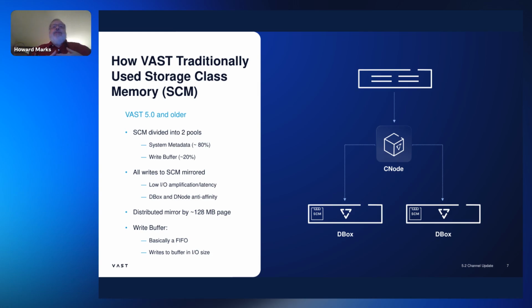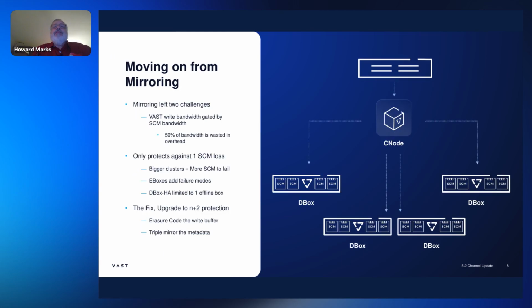And the write buffer is basically a first in, first out list. So when new data comes into the write buffer, it goes at the tail of the list. As data is migrated, it comes up to the front. Data in the write buffer is basically written in the size of the I/O. If an application does a 4K I/O, we write a 4K block to the write buffer. If the application does a 1 meg I/O, we write a 1 meg block to the write buffer.